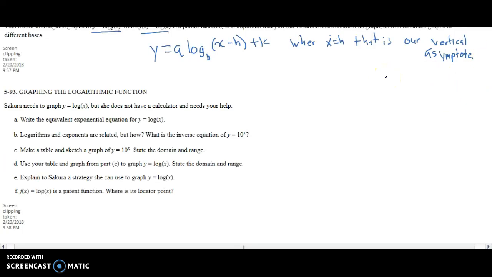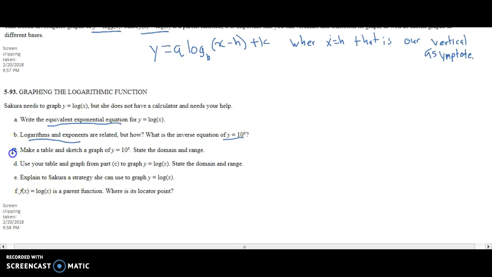So 93 asks some pretty basic questions to get us kicked off. It just wants us to write the equivalent exponential equation for y equals log of x. That shouldn't take long, and it's how logs and exponents are related. So write the inverse of y equals 10 to the x. Both of those I wouldn't imagine taking more than 30 seconds.